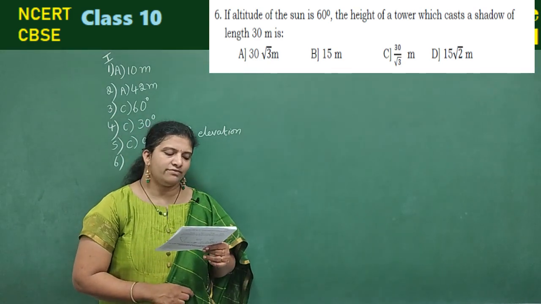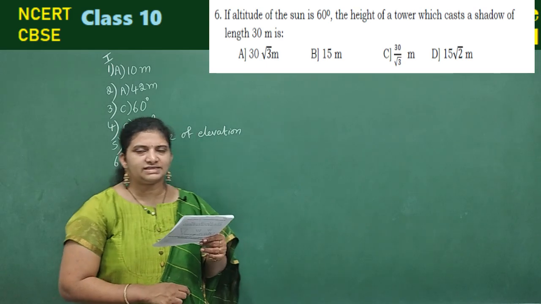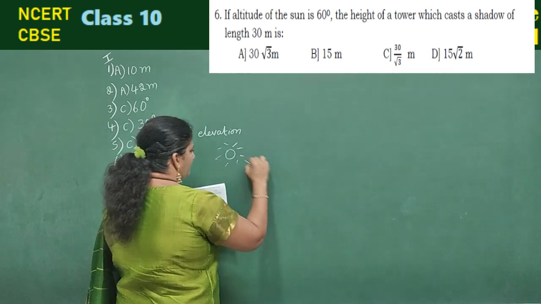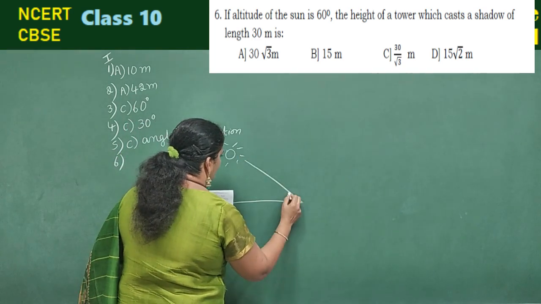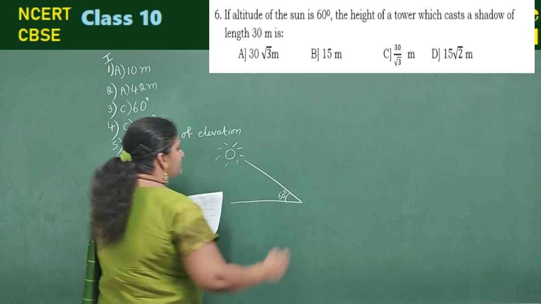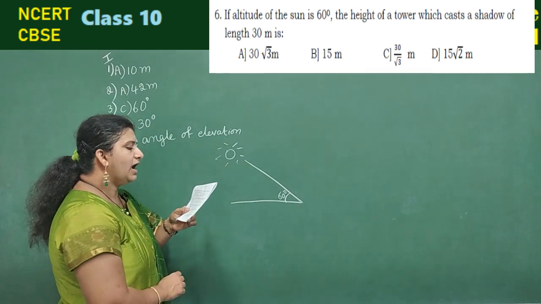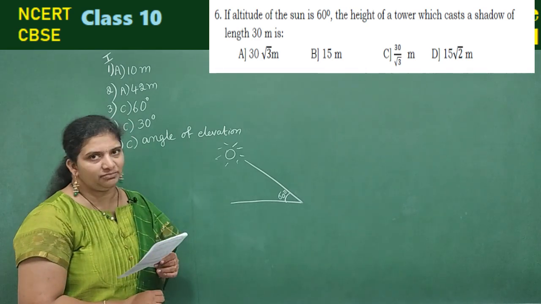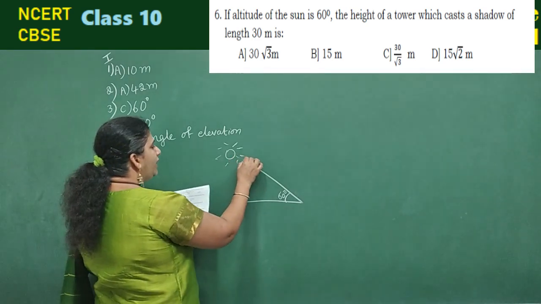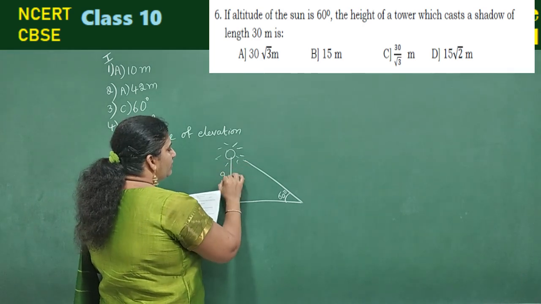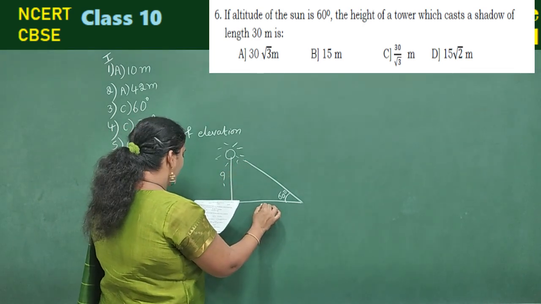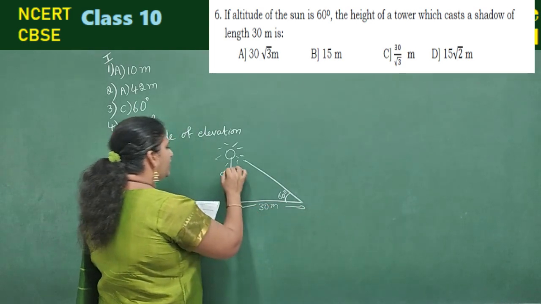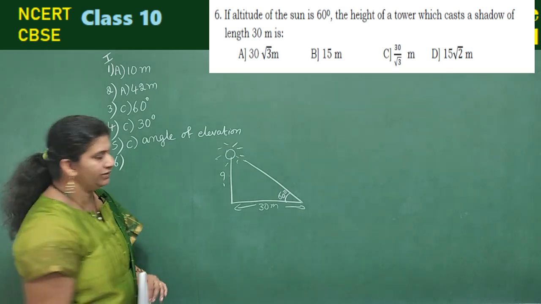Sixth one, if the altitude of the sun is 60 degree, the height of a tower which casts a shadow of length 30 meters is, what is the height of the tower? This tower casts a shadow. What is the length of the shadow? 30 meters. Okay, we need to find the height of the tower.